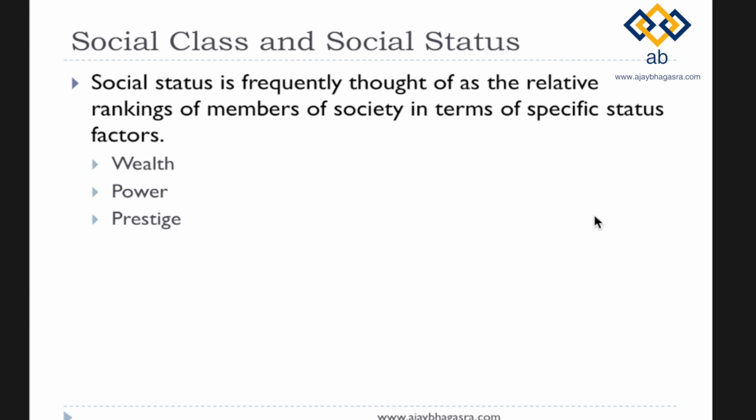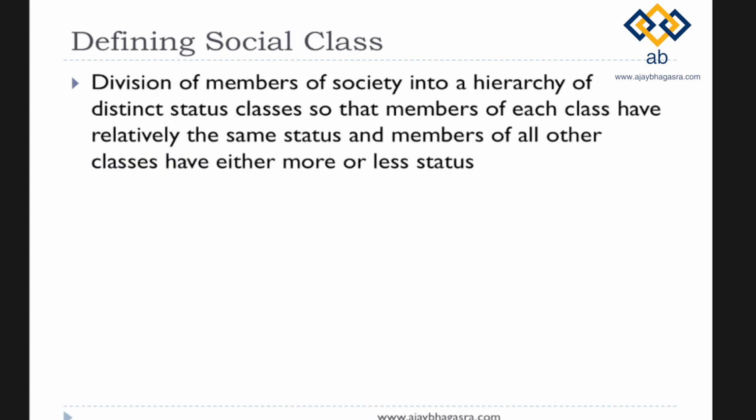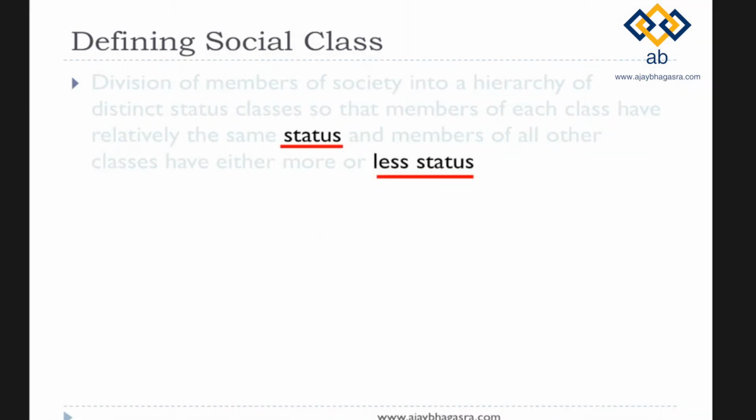Out of all this discussion, we are now saying that status comes first. Status is a more basic term, and out of that status we are talking of social class. And status is at individual type of level, and the social class is at group level.